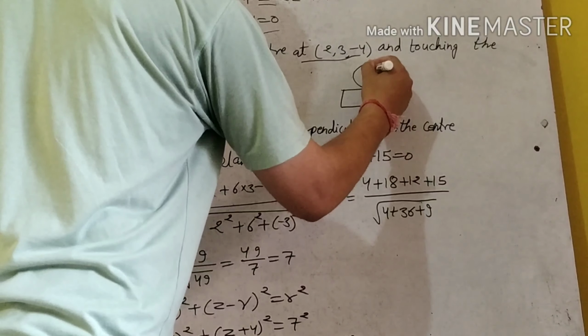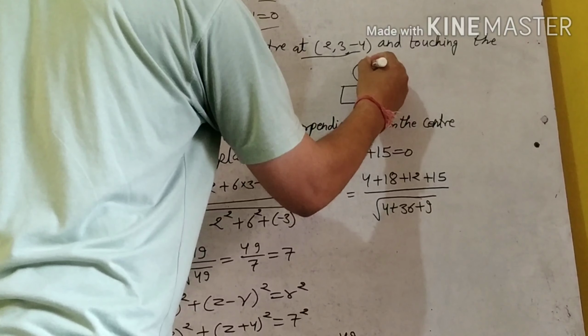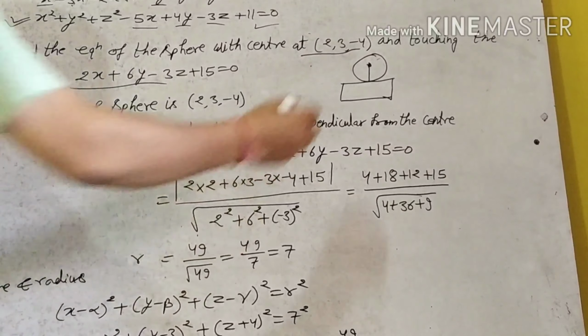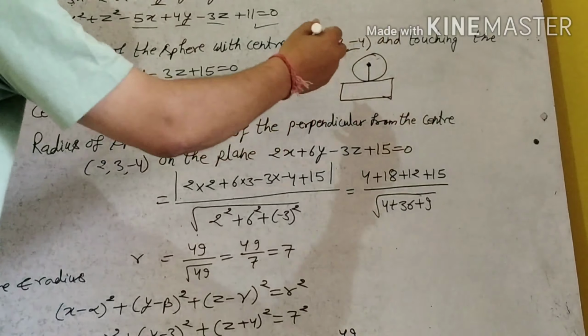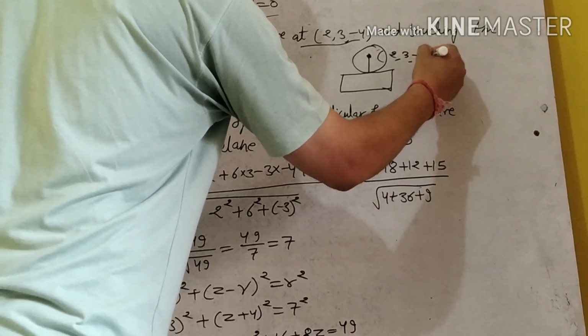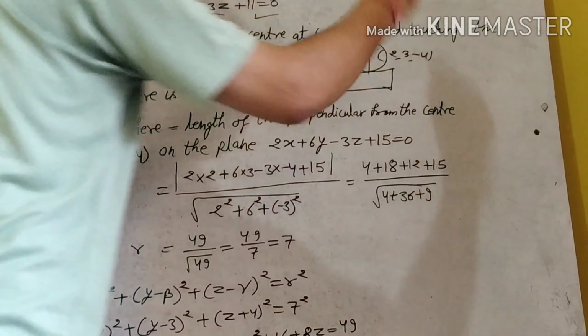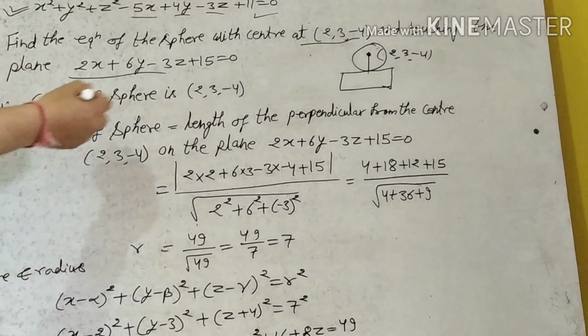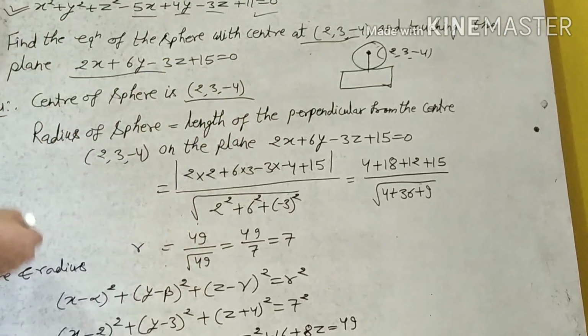So the center of this sphere and the equation of the plane are given. So it will be these points. The coordinate of the center of the sphere is 2, 3, minus 4. So this will be perpendicular to the plane. Now the center of the sphere is 2, 3, minus 4.